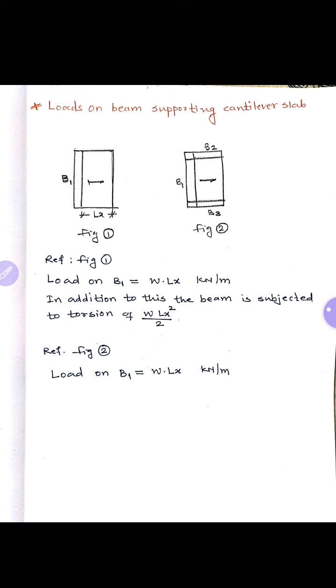Because of this B2 and B3, the slab is not going to twist, whereas in figure 1, since we do not have support like B2 and B3, the slab may twist, which gives twisting moment or torsion on B1. So when we have to design beam B1 as in figure 1, in addition to slab load, we have to consider torsion of WLx square by 2. So this beam B1, in figure 1, is subjected to combined action of bending and torsion.